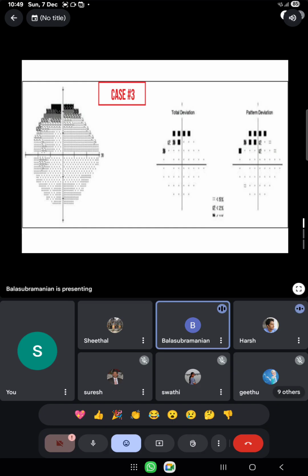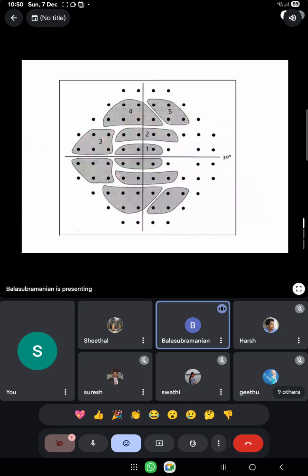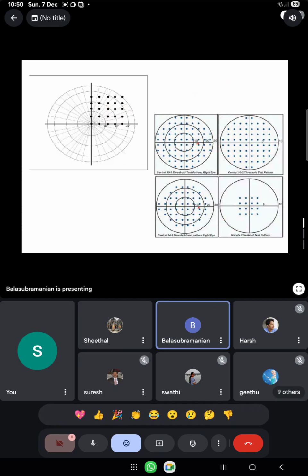What type of field is this, 30 or 24? It's a 24-2. You can see the 30 is not filled on the left side, only on the right side it is coming. 30 will be a perfect circle. Can you see, on the left side, the first picture, 30 will be a complete circle. 24 will not be like a circle. It will be skewed to one side.